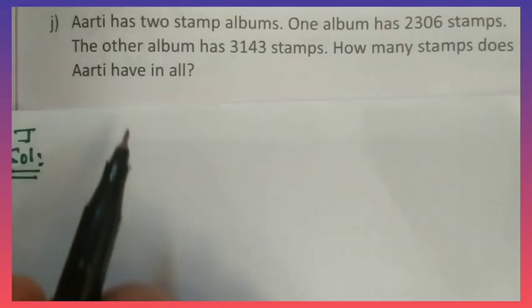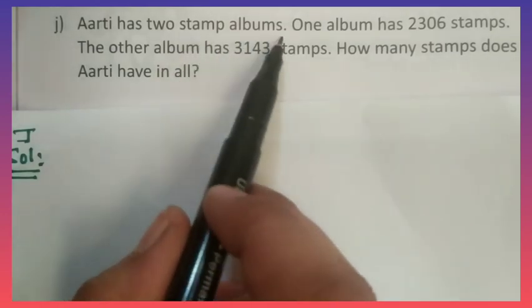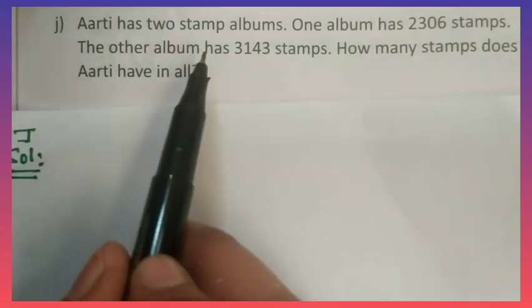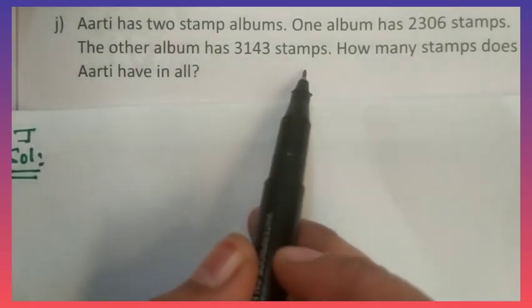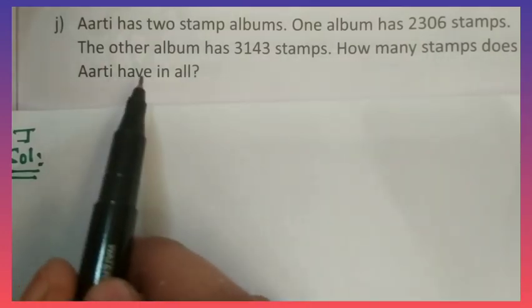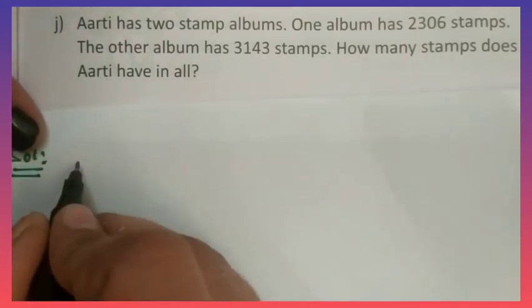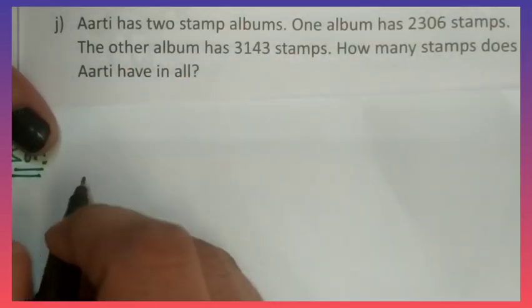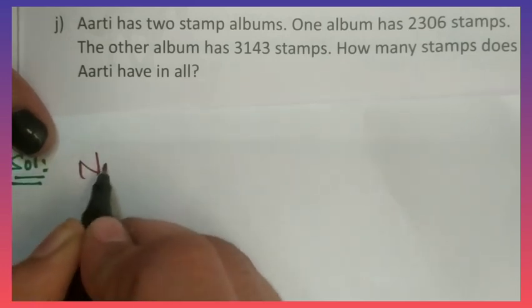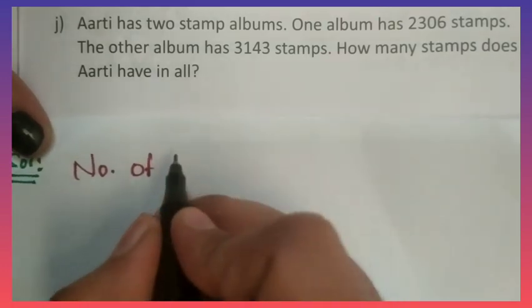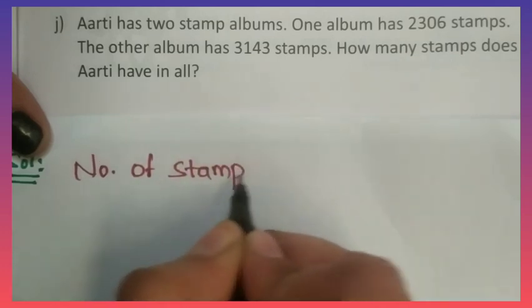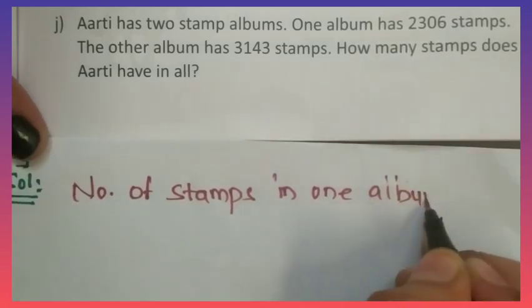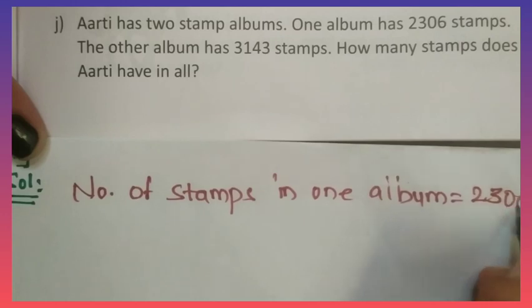Now look at J question. Aarti has 2 stamp albums. One album has 2306 stamps and the other album has 3143 stamps. How many stamps does Aarti have in all? So first, Aarti has 2 stamp albums. One album has 2306 stamps. So, number of stamps in one album. 2306.